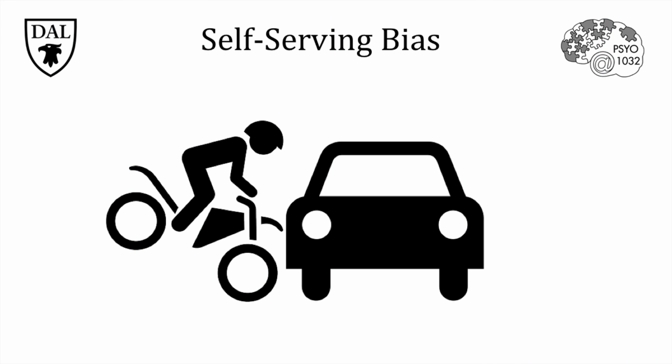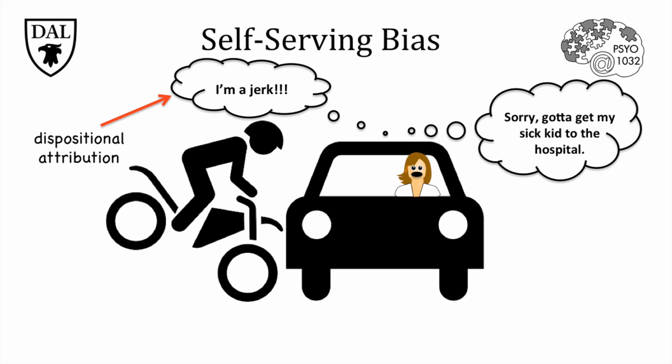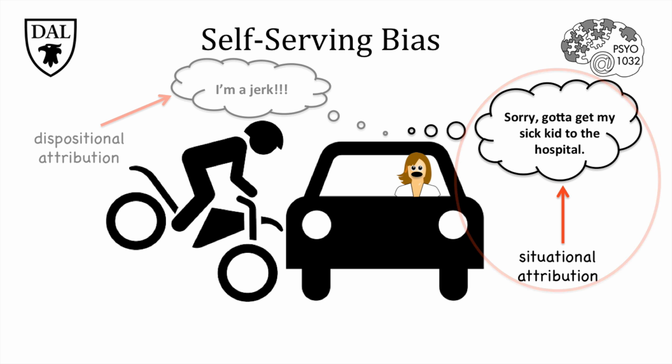Now, when it comes to our own behavior, we usually explain it in a way that makes us look good and feel better about ourselves. What if you were the person driving like a jerk? How would you explain the cause of your own negative behavior? Are you likely to use a dispositional attribution and admit you are being a jerk? Or rather, are you more likely to use a situational attribution and blame it on your circumstances? It turns out that most of the time, we use the self-serving bias when it comes to our own behavior.